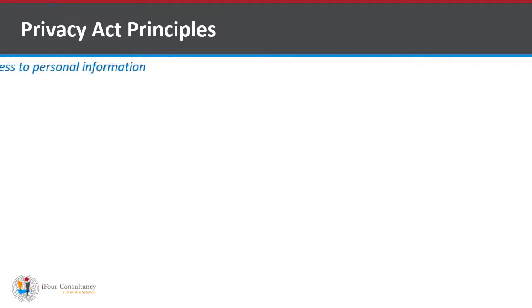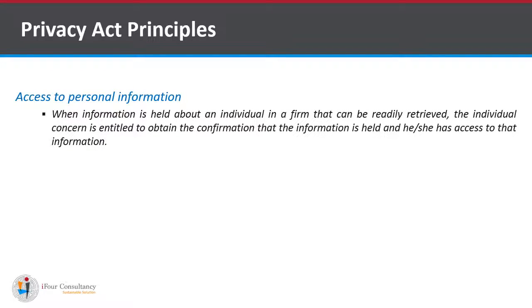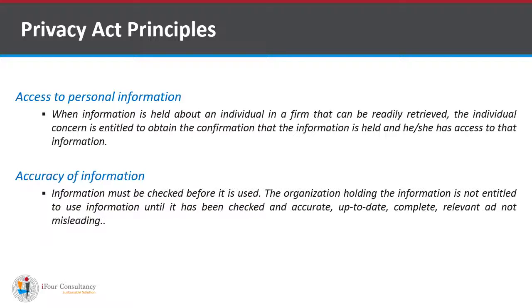Talking about the next Privacy Act principle, that is access to information. When information is held about an individual in a form that can be readily retrieved, the individual concerned is entitled to obtain the confirmation that the information is held and she or he has access to that information. Accuracy of the information. Information must be checked before it is used. The organization holding the information is not entitled to use information until it has been checked and is accurate, up to date, complete, relevant, and not misleading.